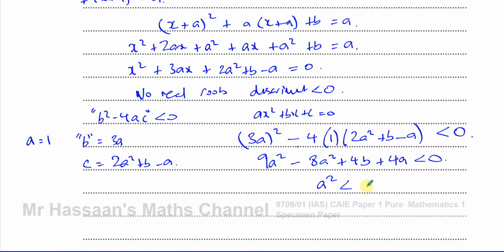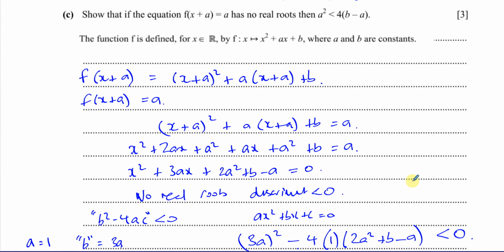Is less than minus 4 times b minus 4 times a. So I've subtracted these two. I subtracted that from both sides. So a squared is less than minus 4 times b minus a. And is that what we had to show?